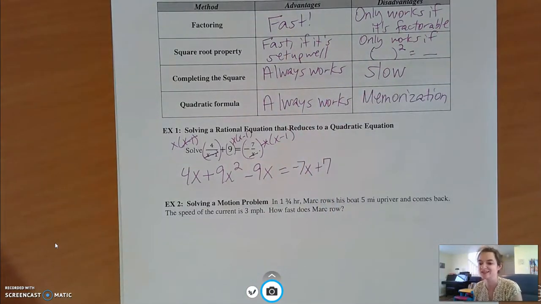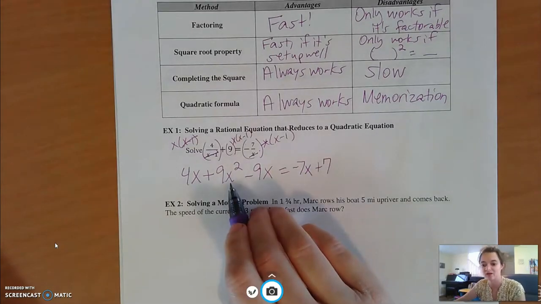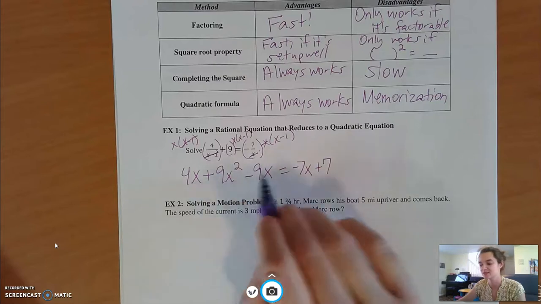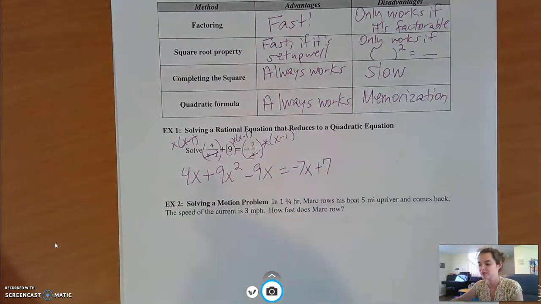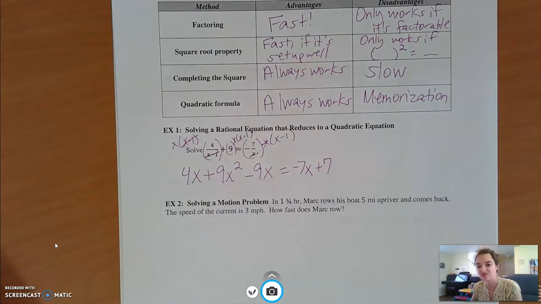And now we can see it's going to be a quadratic. And I know that because I have an x squared. If I just had x's, it would be linear. But since I have x squared, it will be a quadratic, which means we need to do some sort of quadratic method to solve it. So what I'm going to do is get it in standard form first, so then I can either factor it or use the quadratic formula.